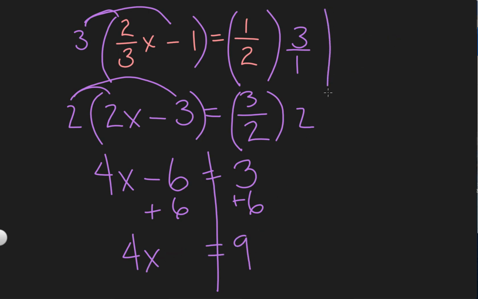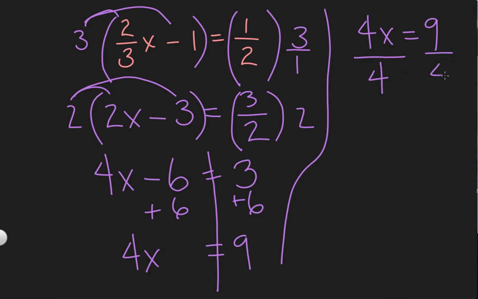Sorry, I'm running out of room. Let's scoot over here. 4x is equal to 9. I'm going to move the 4. This is a 4 times x, so the opposite will be divide by 4. And I'm left with x is equal to 9 over 4.